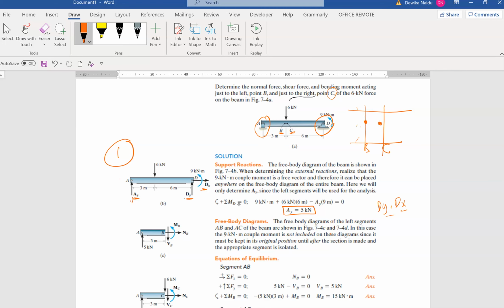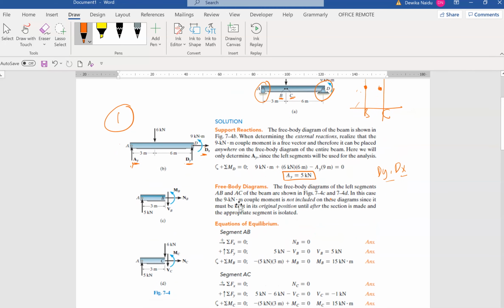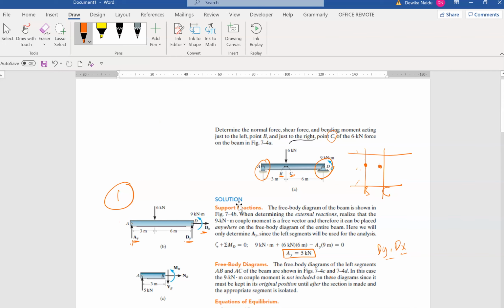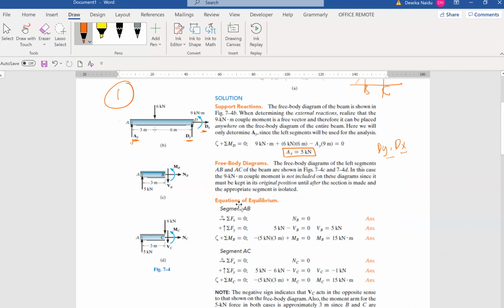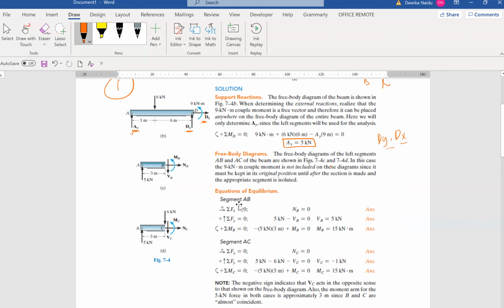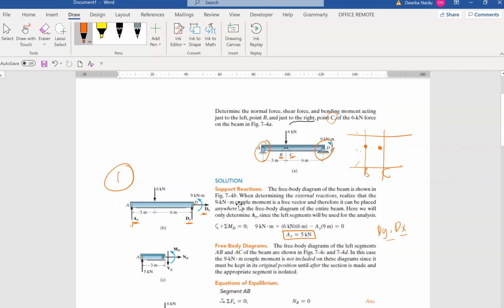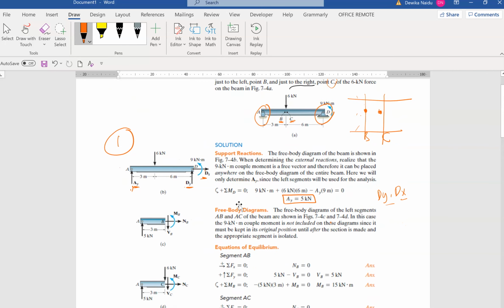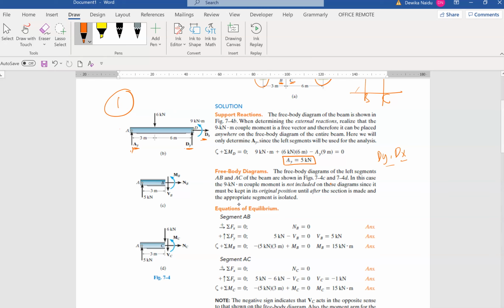I will let you know why it's important to solve all DY and DX. So once you have got the whole free body diagram, next, the first question is what? They are asking you just before point B. So you need to draw just before point B, which means just before the 6 kilonewton. So this would be the first segment that you need to draw. If you look at this segment, you have a 5 and of course you have 3. Then we have all the internal forces that come as a package.